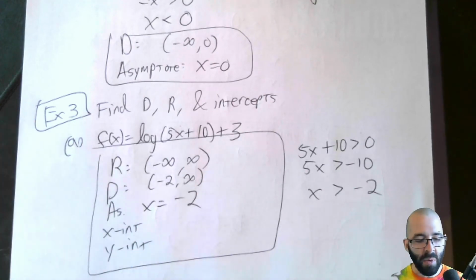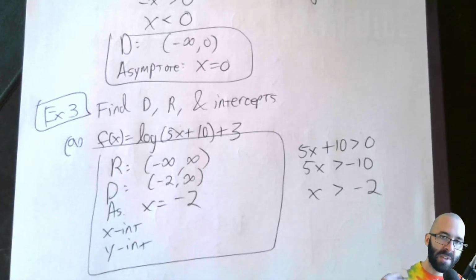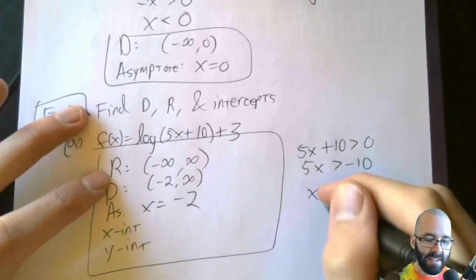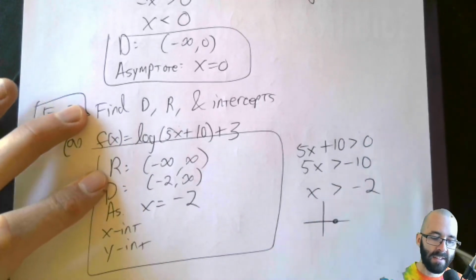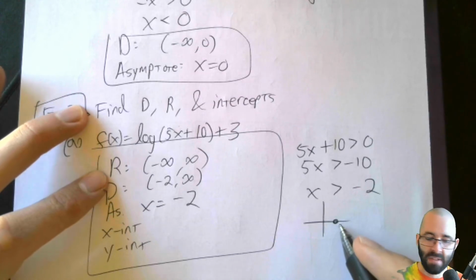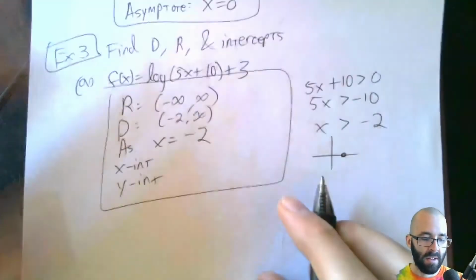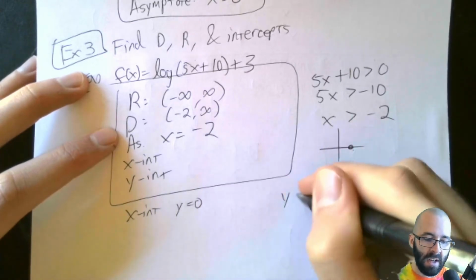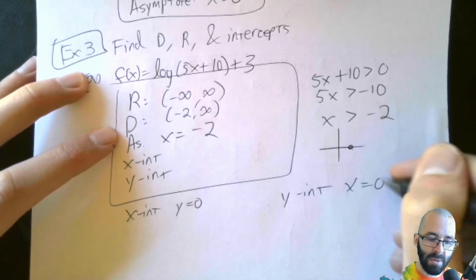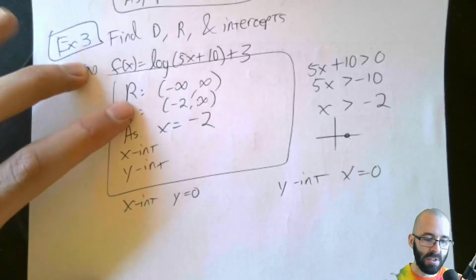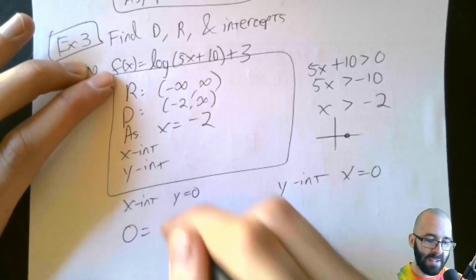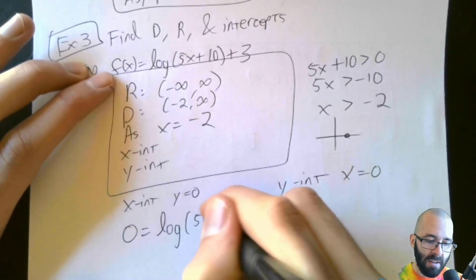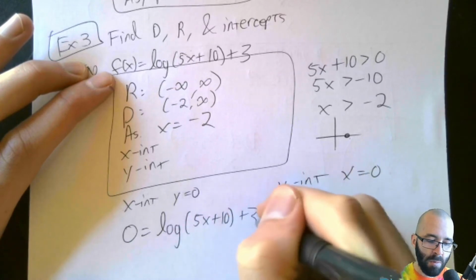For the x-intercept and the y-intercept, you just have to remember what intercepts are. The x-intercept is where it crosses the x-axis, which has a y value of 0 right here. So we say, okay, x-intercept, that's when y is equal to 0. Y-intercept, that's when x is equal to 0. So you just plug in y equals 0, that's going to be 0 equals the common log of 5x plus 10, plus 3.